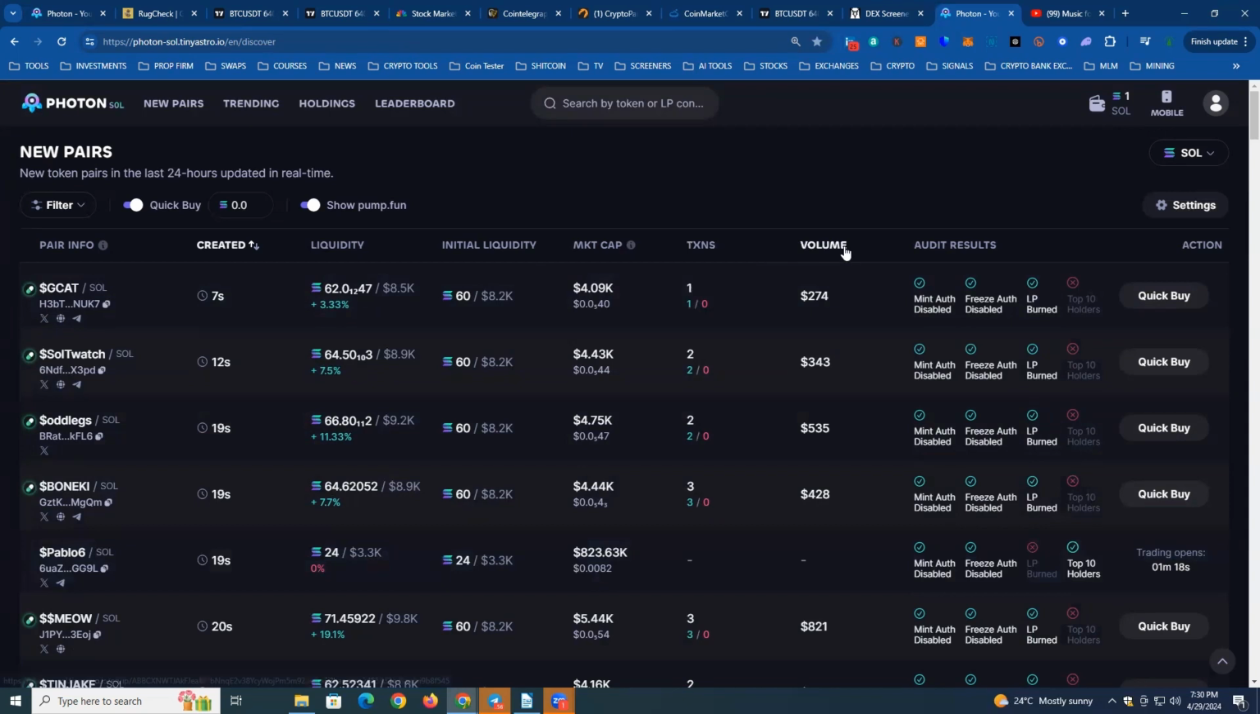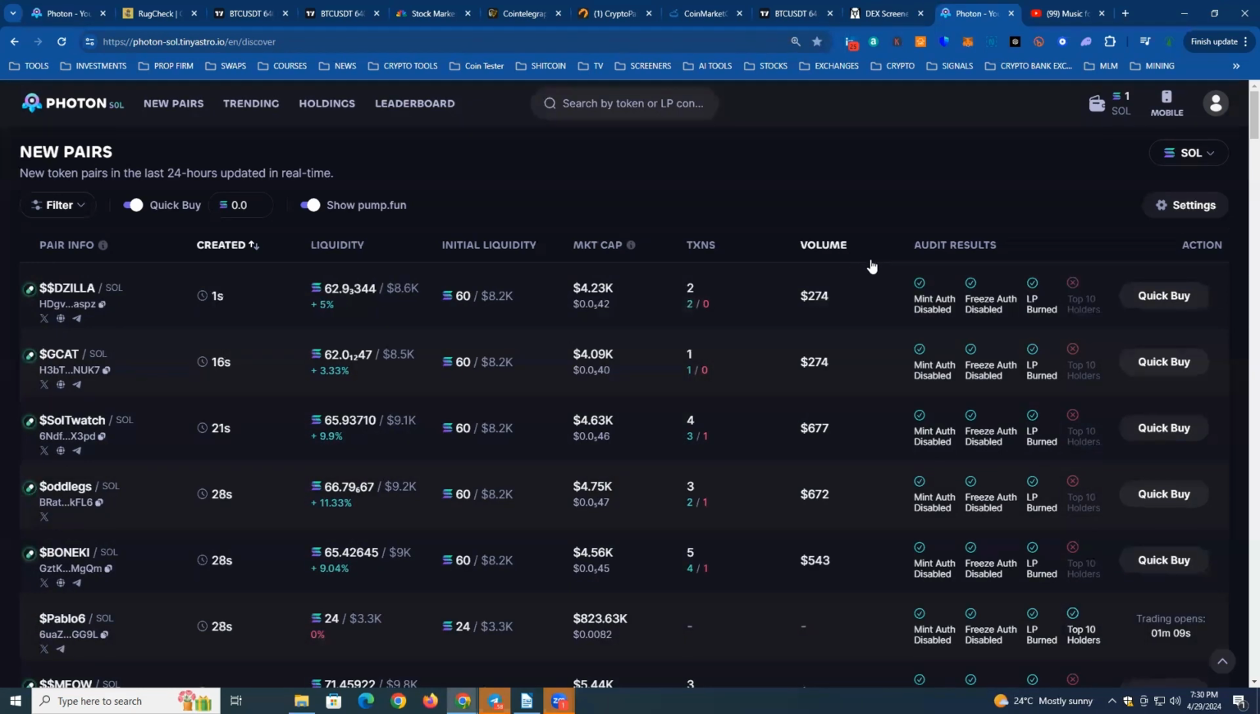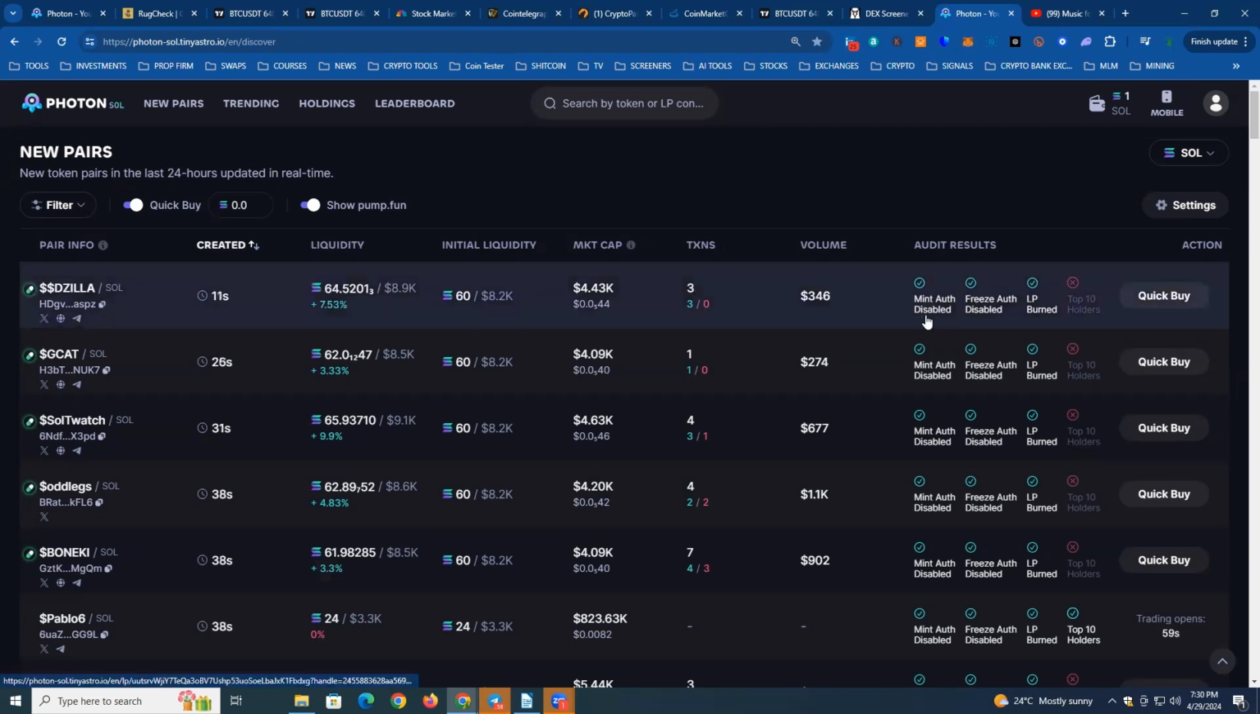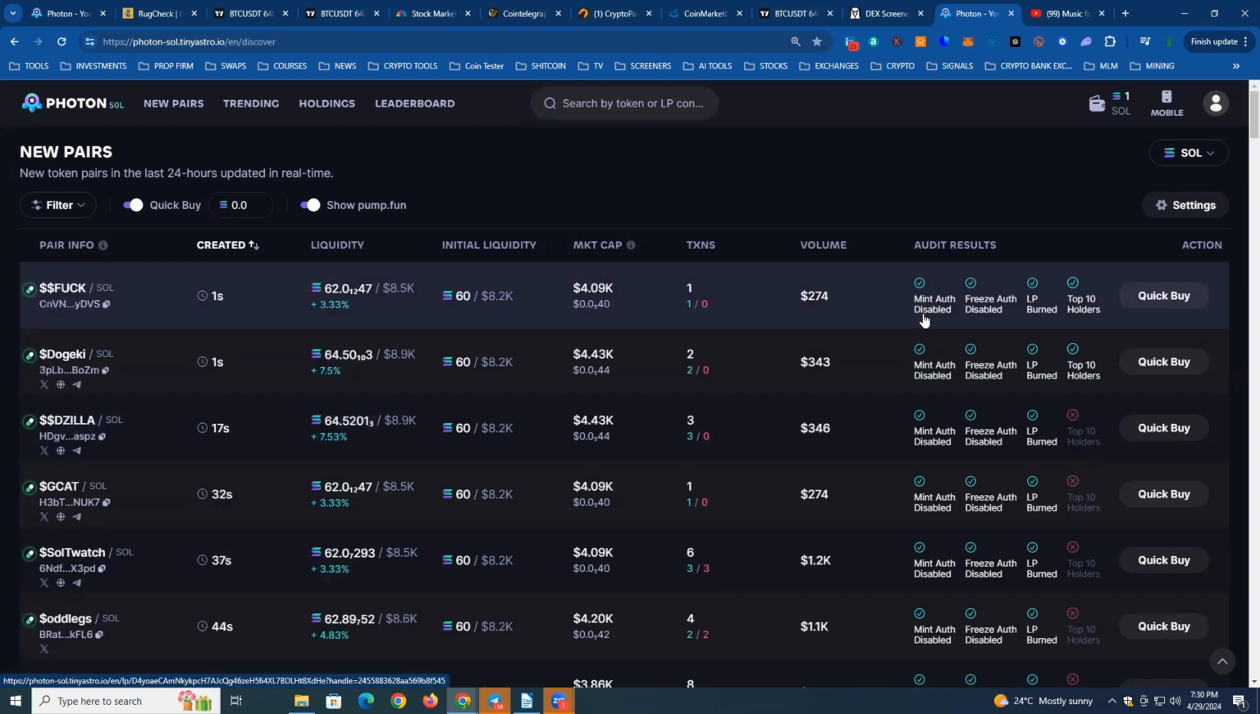Now, the next column is the volume in terms of the volume of the monies coming in to that coin at any given point. And the most important feature on this particular outlay here is the audit results. You will notice that the first green or red tick here is in regards to Mint Authority disabled.